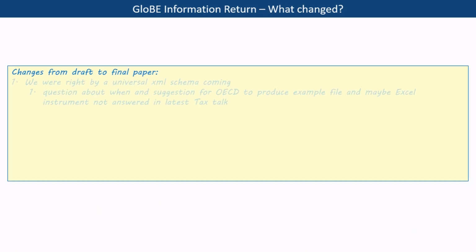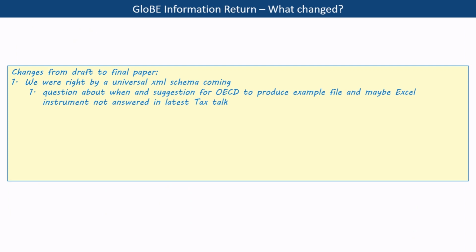Now, first of all, if we look at changes from the draft to the final paper, one, we were right in saying that there's going to be a universal XML schema. The new text mentions it several times. It is not done yet.